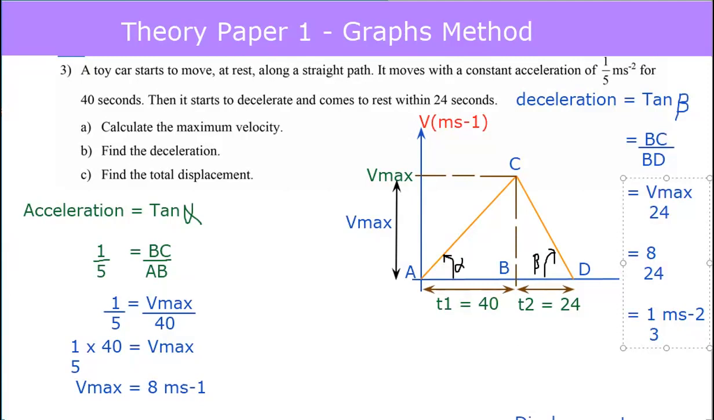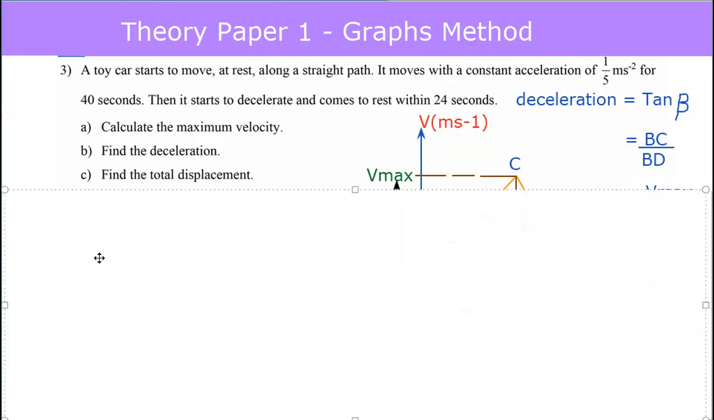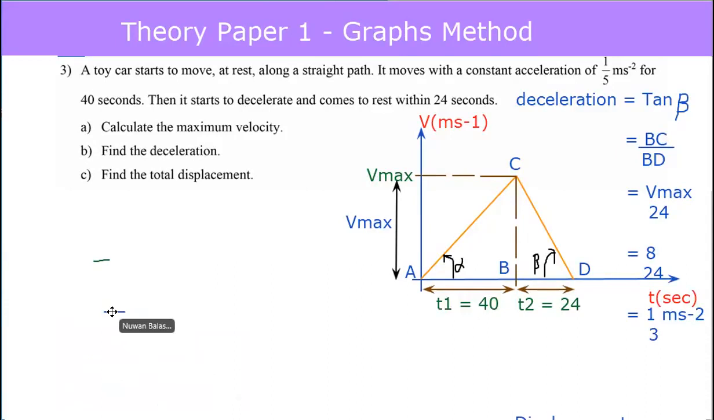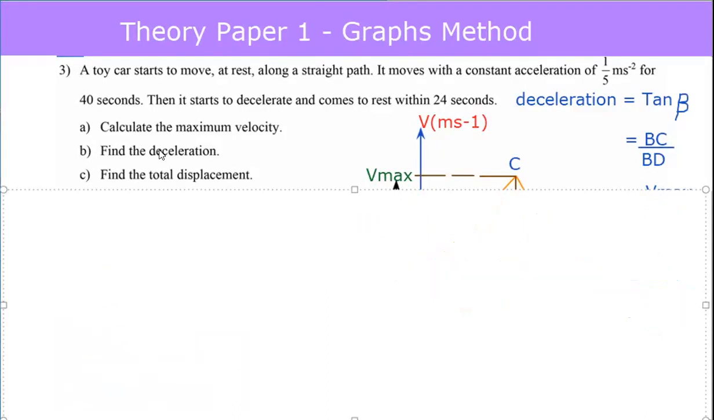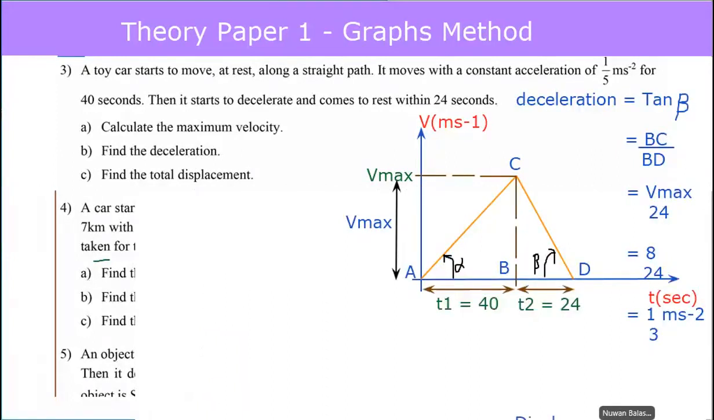Right, then they have asked us to find the total displacement. Let me erase this side because I don't have enough space to write. So how do you find the total displacement? We have found the maximum velocity. We have found deceleration. We want to find the total displacement. What's the equation that can be used to find total displacement, Lamai? Area under the graph. Area under the graph.